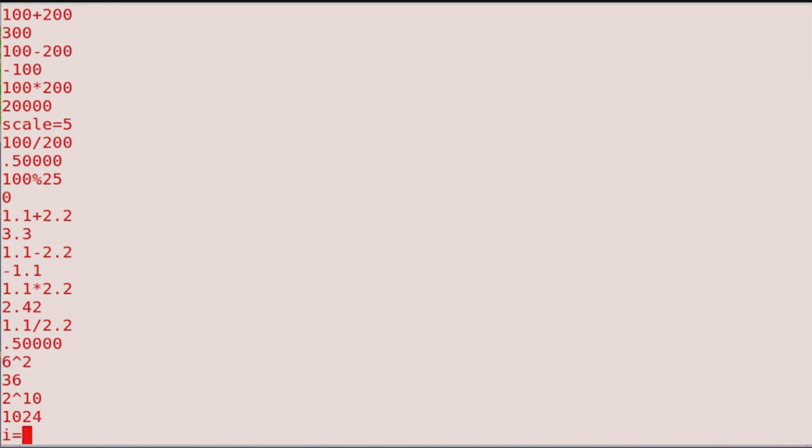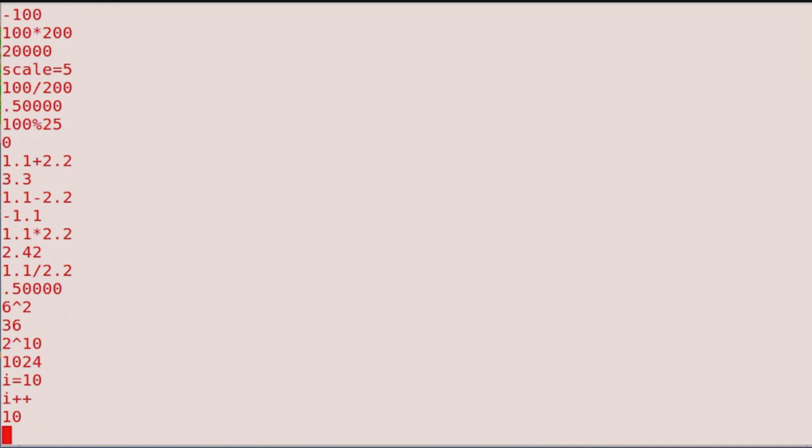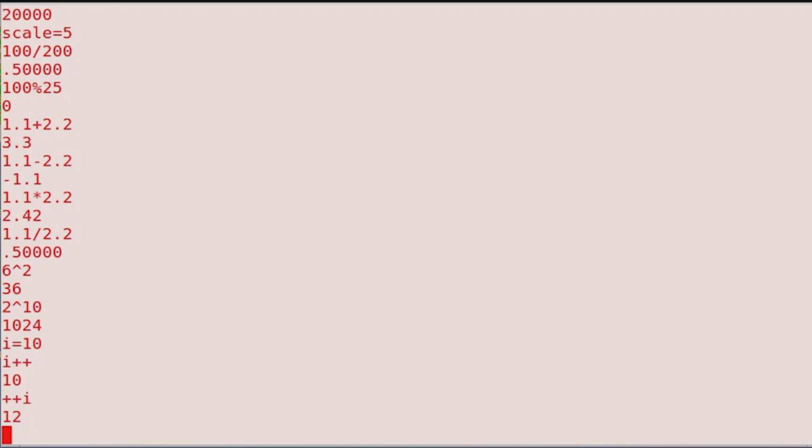I equal to 10 assignment is made. Then I plus plus is given. So this has displayed the value of I as 10. Afterwards the I has been incremented. Then plus plus I is given. So I value is 11. Now when it is incremented by 1, it has become 12. So the BC utility has returned the value 12.